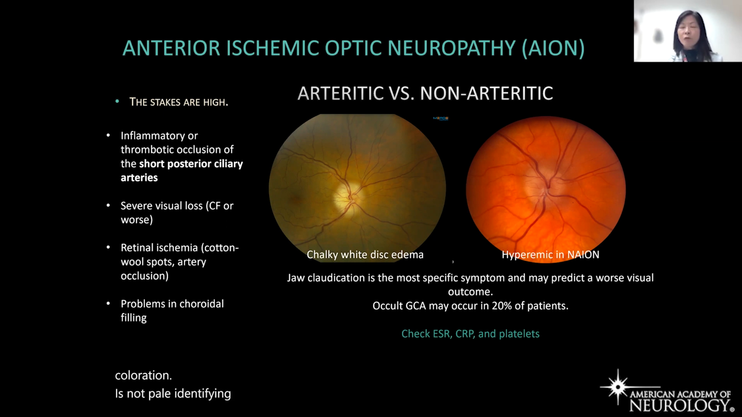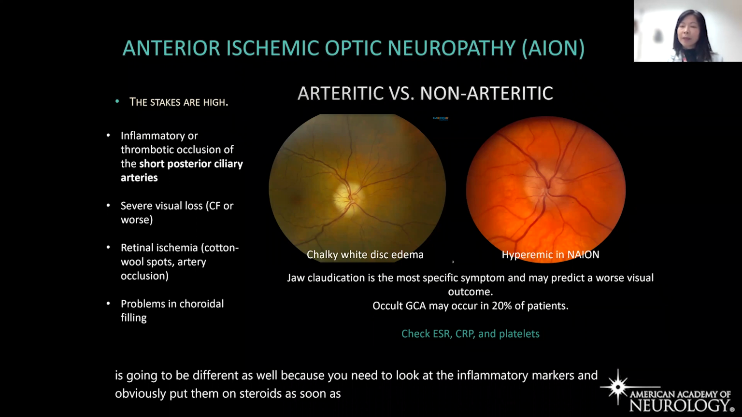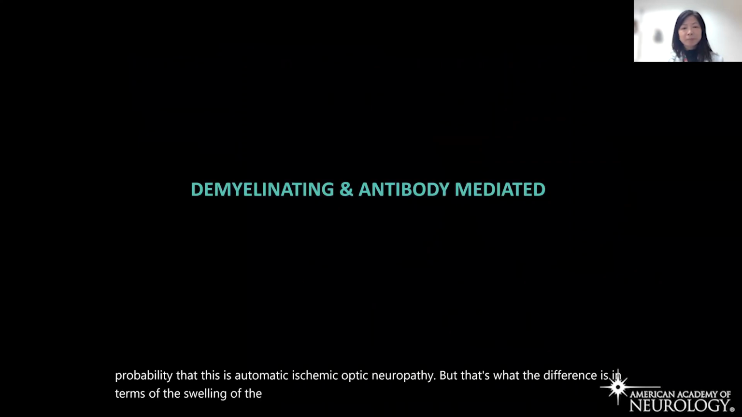Identifying that is really helpful because management is very different. And workup is going to be different as well, because you need to look at the inflammatory markers and obviously put them on steroids as soon as possible if you have any predilection or pre-test probability that this is arteritic ischemic optic neuropathy. But that's what the difference is in terms of the swelling of the optic nerve.